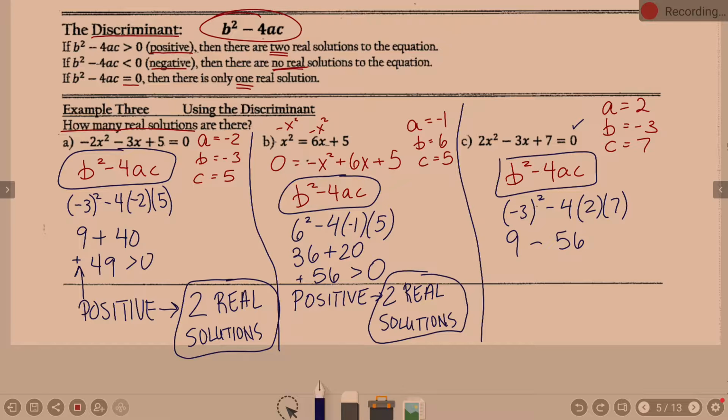It is negative 47. The key I need to know is that it is negative, which means no real solutions. That's what less than 0 means in the math world. So now I'm going to say no real solutions.